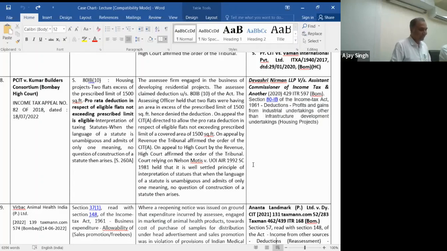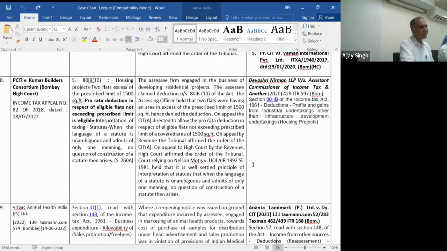So the next decision is of Bombay High Court. It is in context to 80IB(10), where the assessee had claimed this particular deduction, and the deduction was disallowed by the assessing officer on the ground that certain flats in the project had exceeded the prescribed limit of the certain area, and therefore the claim of the assessee under 80IB has to be disallowed.